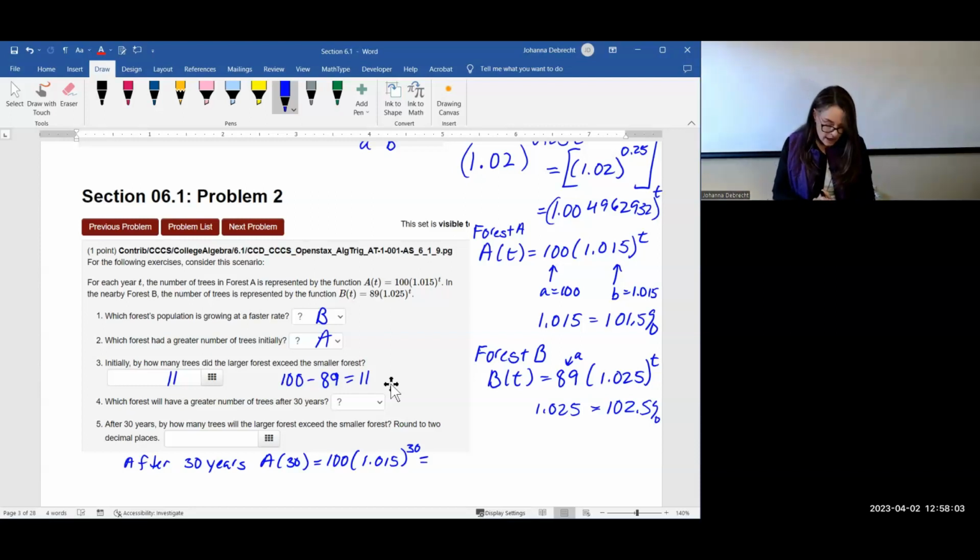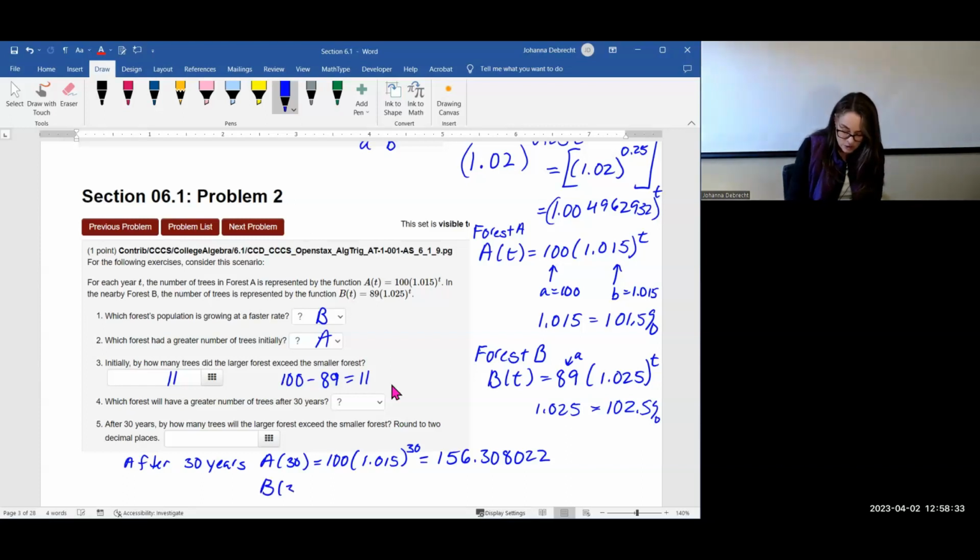I get a value, and then I multiply that by 100, right? And I'm going to round off to, I think, 2 decimal places is what they're looking for. But I'm actually going to carry more just in case. So I have 156.308022. So I have about 156 1/3 of a tree. That doesn't make sense, but you get the impression. Okay, now after 30 years, how many trees does forest B have? It started with fewer trees, but it's growing faster.